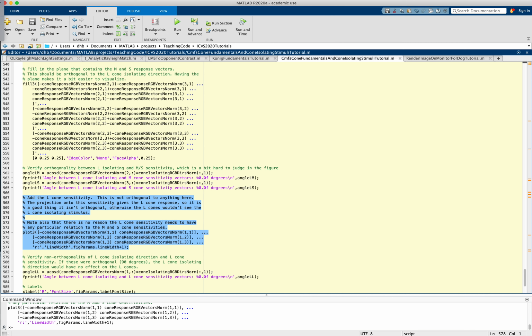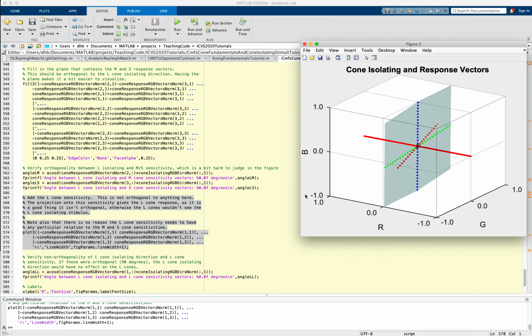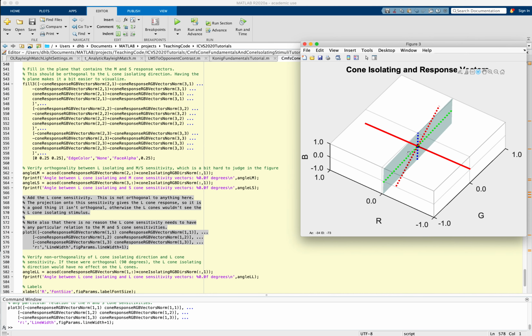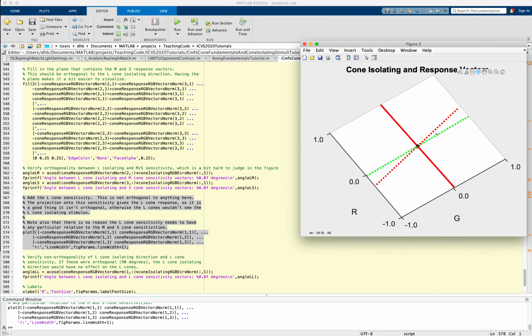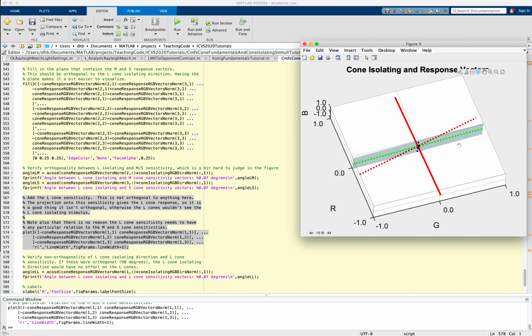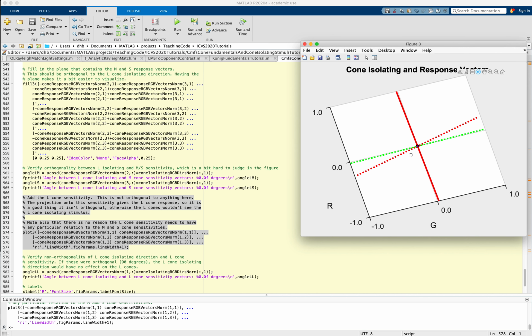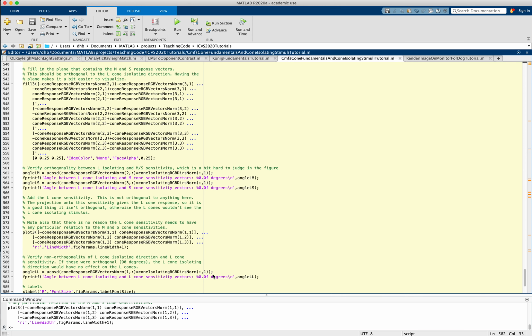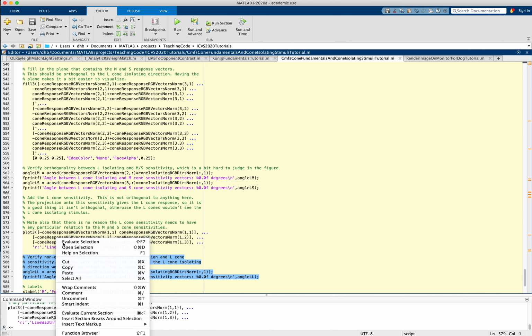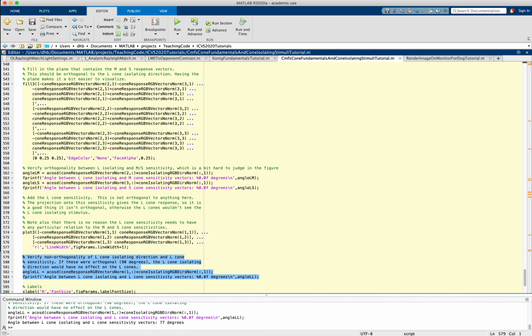And again, just to see that that is the case, we can now look here at this L cone sensitivity vector. It's not sitting in the plane with the M and the S, and you can see that it's got an angle relative to the L cone isolating direction that isn't 90 degrees. It's slightly less. And in fact, we'll just check that numerically here. It's 77 degrees in this case.